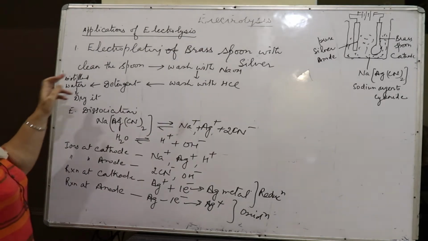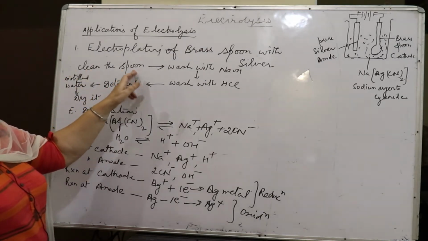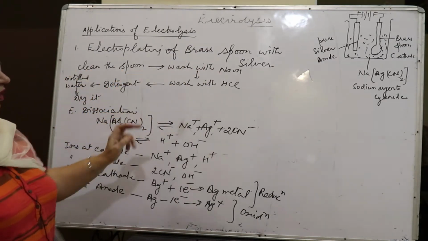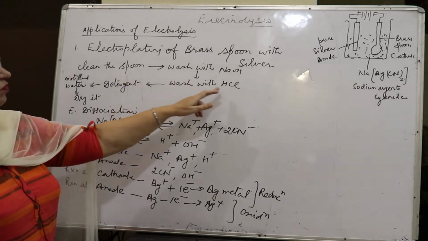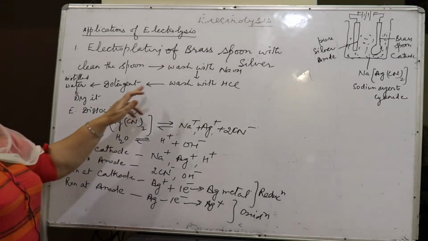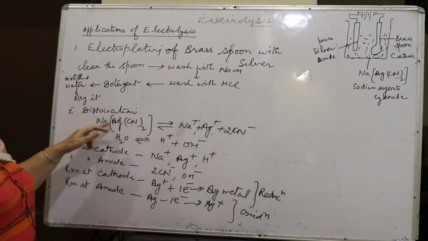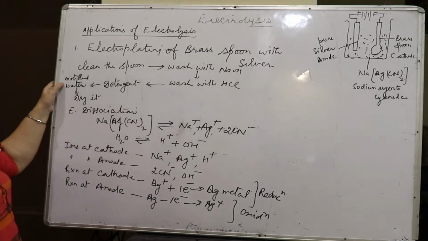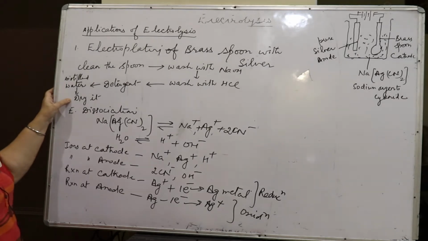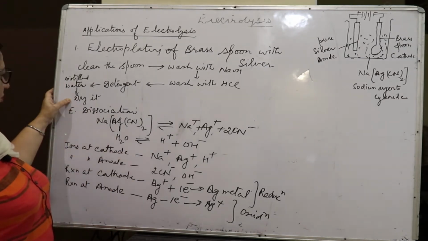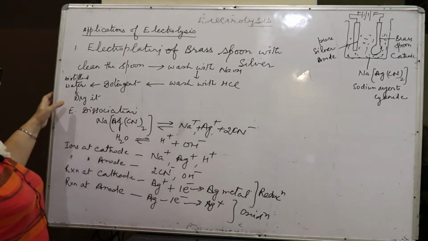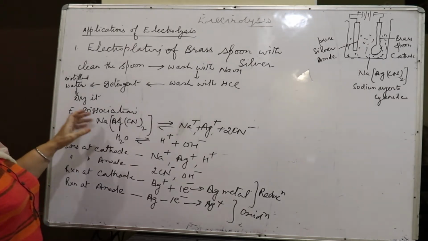First of all, we have to clean the spoon: wash it with sodium hydroxide, then wash it with water, again wash it with HCl, again wash it with detergent, then wash it with distilled water and dry it. Then we can do the electroplating. First step, electrolytic dissociation.